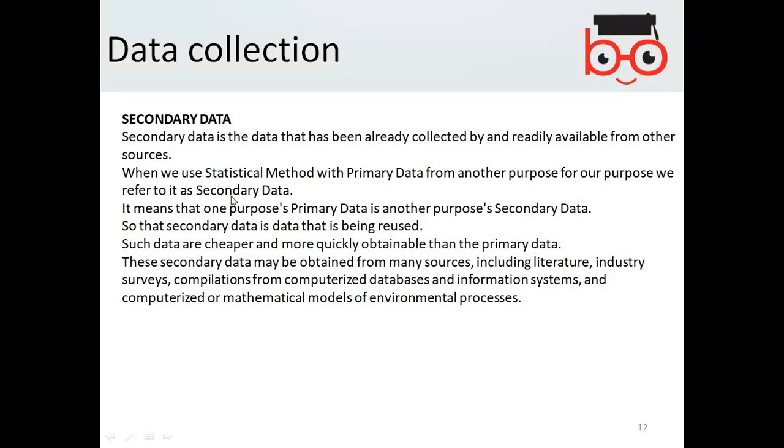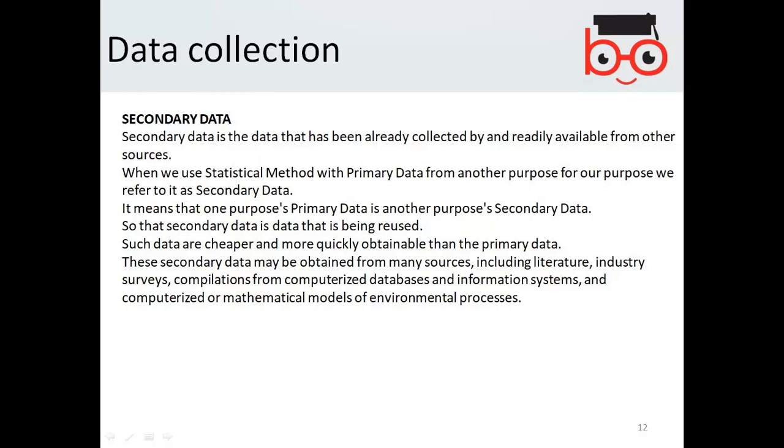Secondary data is data that has already been collected by, and is readily available from, other sources. It is the data that you refer to in your research. It's not collected by you, but already collected. When we use statistical methods with primary data from another purpose for our purpose, we refer to it as secondary data.